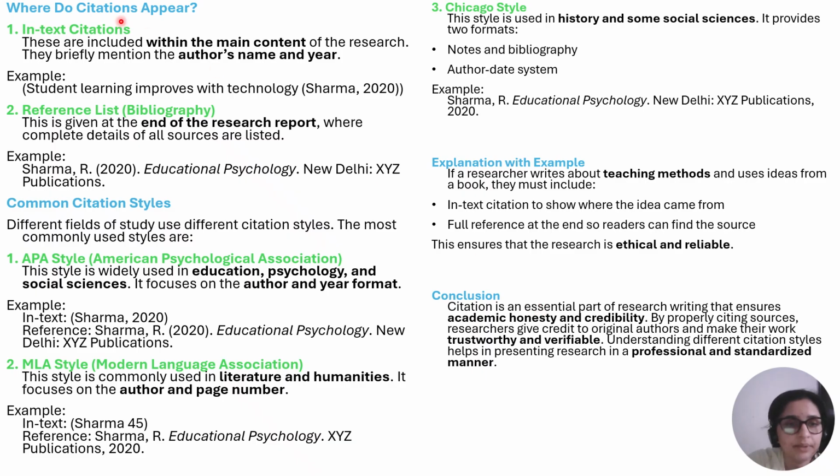Where do citations appear? Okay, they appear as in-text citations. These are included within the main content of the research. Like, you are writing a paragraph, if you are taking a particular paragraph from somewhere, you will write it immediately next to the paragraph within the main content of the research. Okay, this will briefly mention the author's name and the year. Example, this is a sentence: student learning improves with technology. It is taken from this particular book. It just includes the author name and the year. The reference list is given at the end of the research report, where complete details are given.